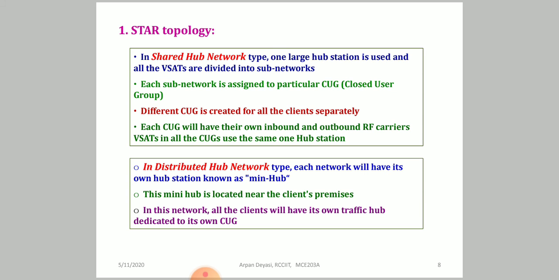hub. Whereas in the distributed hub network, each network will have its own hub station known as mini hub, and this mini hub will be communicated with the central hub. So that's basically the distributed hub. Mini hubs can't communicate between themselves, but mini hubs have to be communicated with the central hub. The mini hub is located near the client premises, so to fetch the data. In this network, all the clients will have their own traffic hub dedicated to their own CUG. That will be much better compared to the shared hub network, because it works slightly faster. The propagation delay will be reduced compared to the shared hub network.